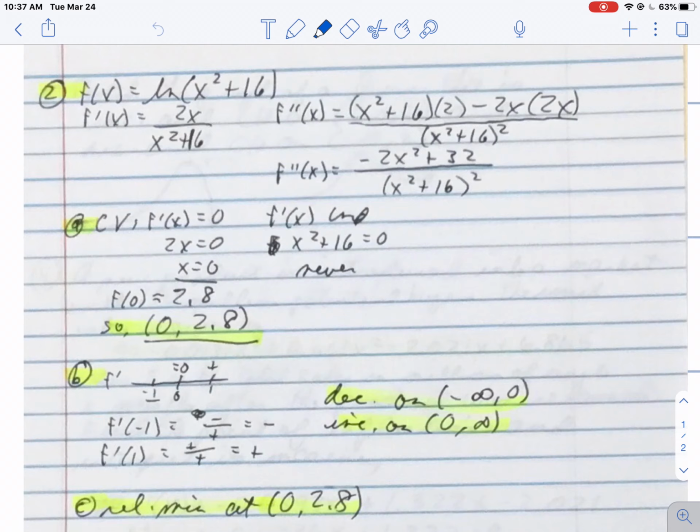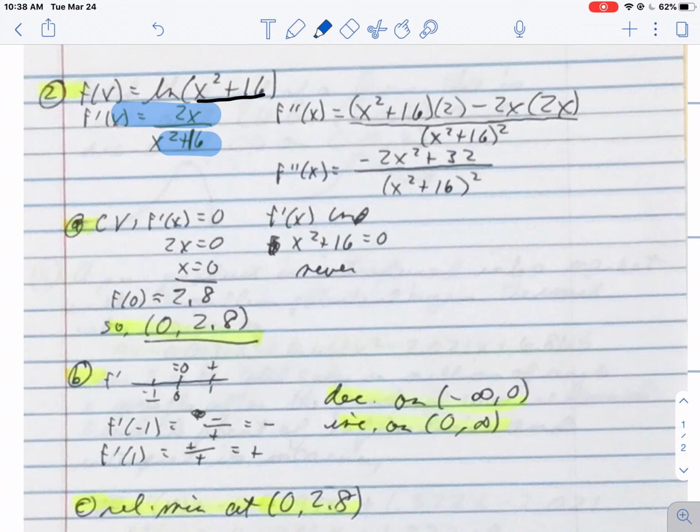A couple of other examples, just some different functions. So that first example was just with a nice polynomial, nice power function. So number 2 is a log function. F of x equals natural log of x squared plus 16. So again, I'm just finding our first and second derivative, so we can use those to find our relevant information. So f prime. Now remember, we're differentiating a log function here. Our natural log function, the derivative is the derivative of the argument, which is x squared plus 16. So that's 2x over the argument itself. So the derivative of the argument over the argument.